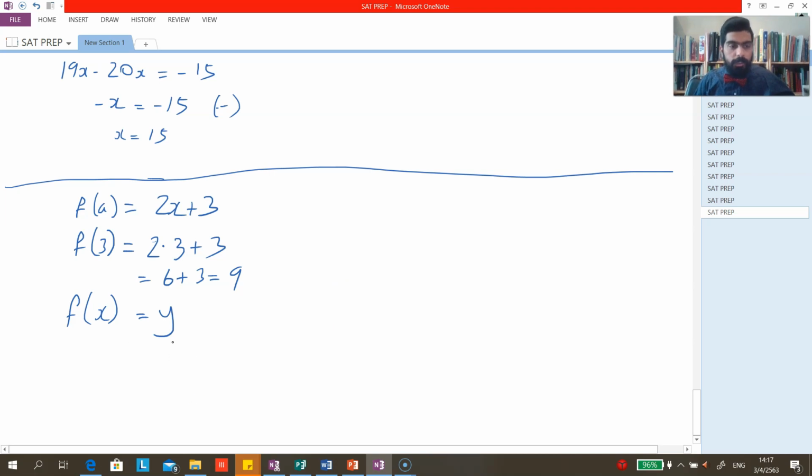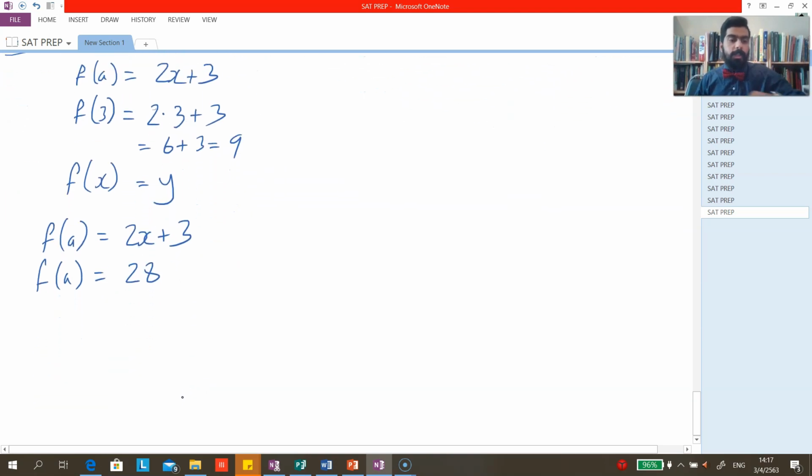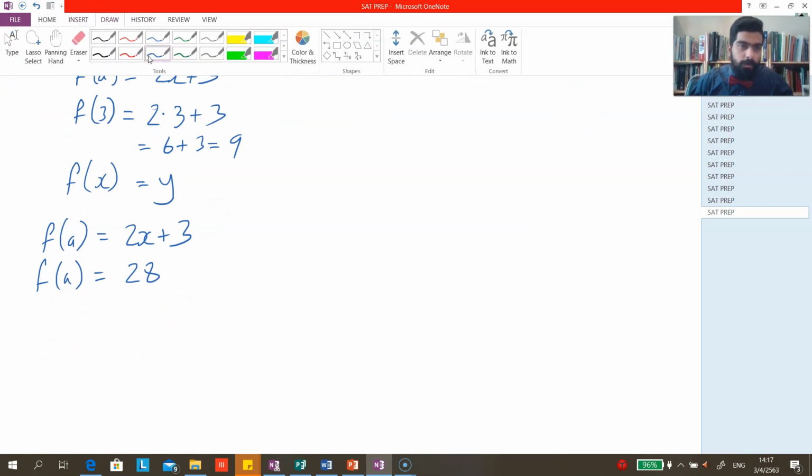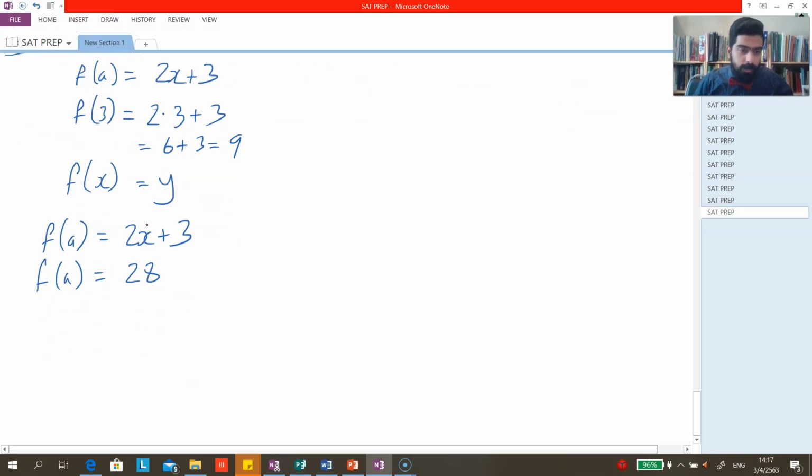So let's say using the same function here. Right, guys? Let us say I have f of a is equal to 2x plus 3. And then we know that f of a is equal to 28. And they are telling us to find this value of x.